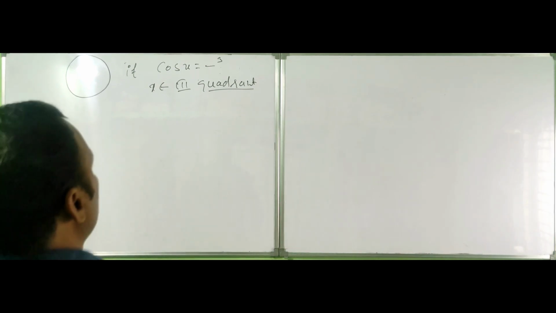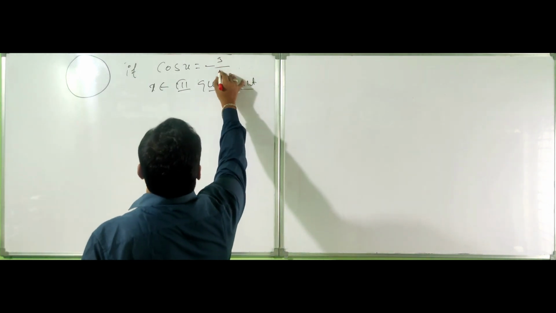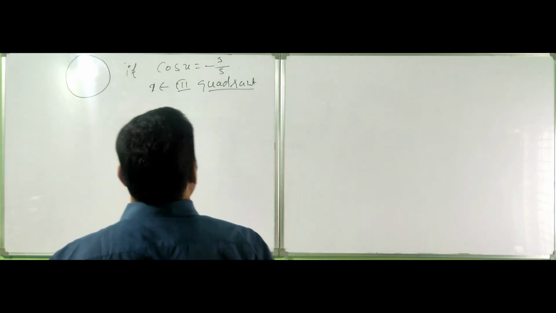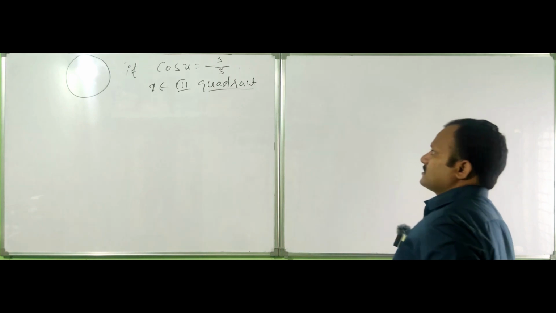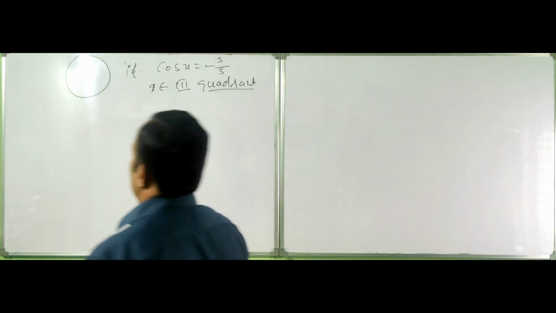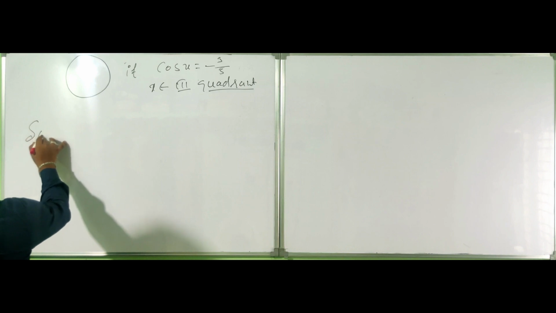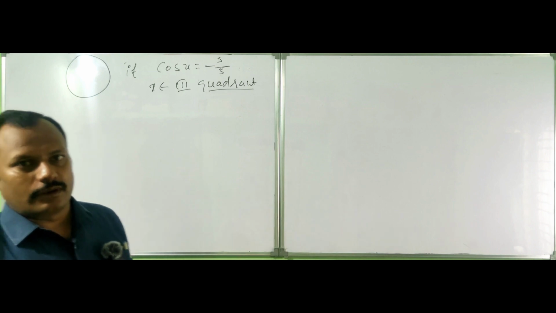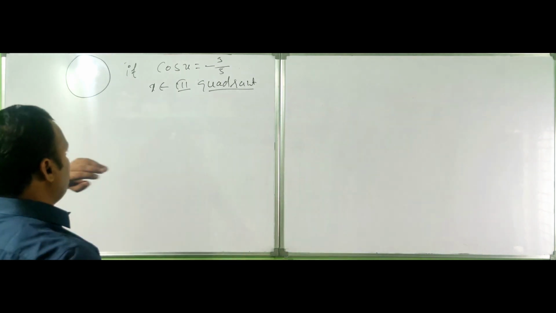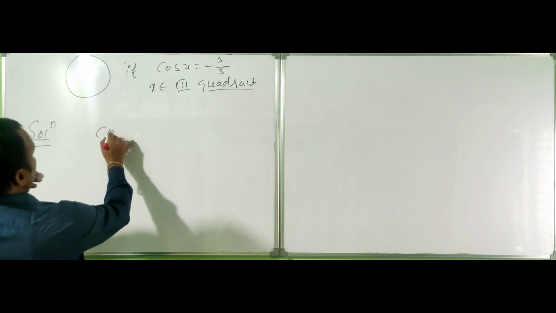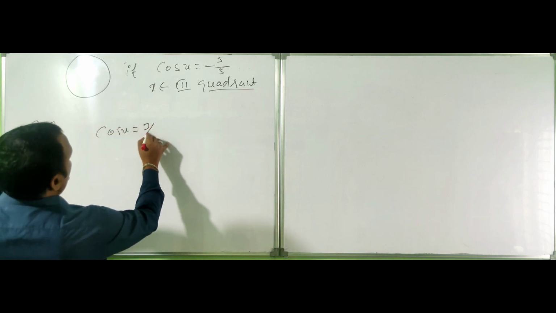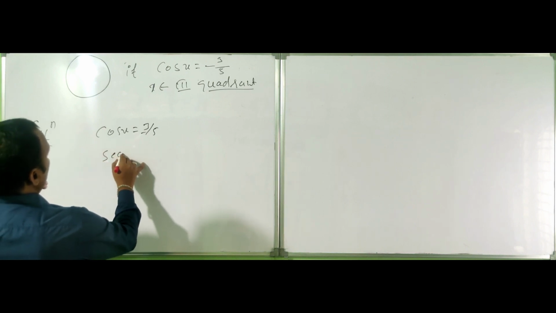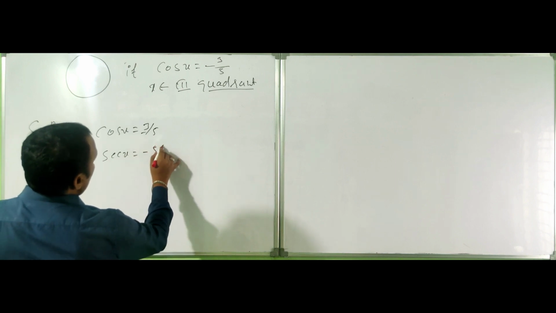If cos x is equal to minus 3 over 5 and x belongs to the third quadrant, we have to find all the remaining 5 functions. There are 2-3 methods. One method is to do it by function. The cos x is equal to minus 3 by 5, then sec x is equal to minus 5 by 3.